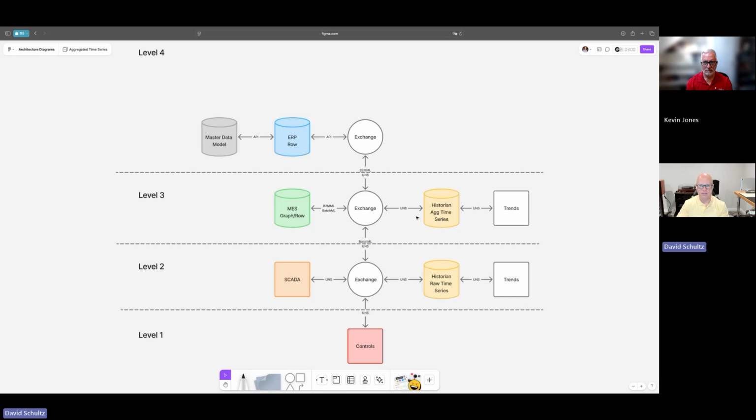The trend screens that exist in this aggregated time series, more often than not, are going to have the fidelity and resolution of the data that they need. And it's a less expensive way to both ingest and store that information. Again, the historian is going to be specialized and column-based, and we're going to utilize unified namespace type models to exchange this information.